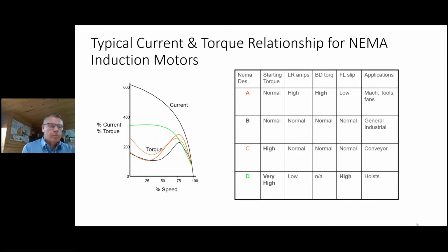And there's a lot of colors on here, but there are other designs. There's a D, which usually has a very high starting torque because of things like hoists. So there are unique applications that have completely different speed torque profiles. And the black line at the top that sort of intersects around about the 600 point, that black line is the current. And that current is from stationary to operating speed.